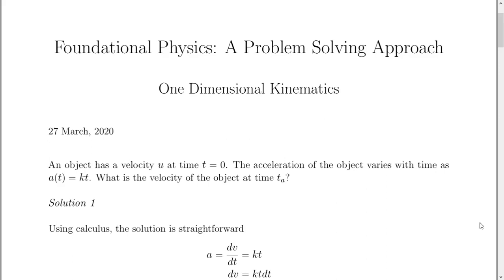An object has a velocity u at time t equals 0. The acceleration of the object varies with time as a of t equals kt. What is the velocity of the object at time ta? We'll look at two different solutions for this problem, one using calculus and the other one without calculus.